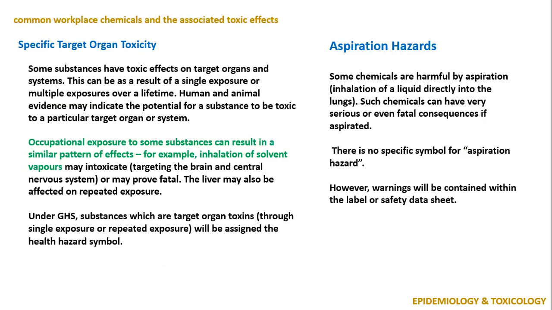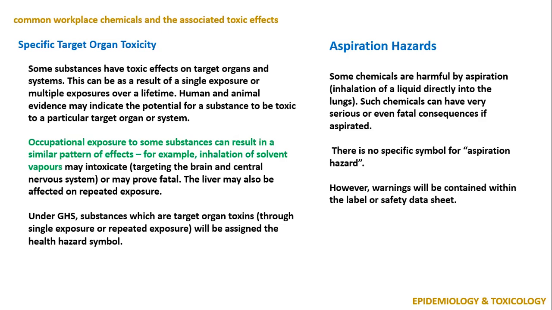Now the next category is specific target organ toxicity. Some substances have a toxic effect on target organs and systems. This can be as a result of single exposure or multiple exposure over a lifetime. Human and animal evidence may indicate the potential for a substance to be toxic to a particular target organ or system. Occupational exposure to some substances can result in a similar pattern of effect. For example, inhalation of solvent vapor may intoxicate, targeting the brain and central nervous system, or may prove fatal. The liver may also be affected on repeated exposure. Under GHS, substances which are target organ toxins through single or repeated exposure will be assigned the health hazard symbol.